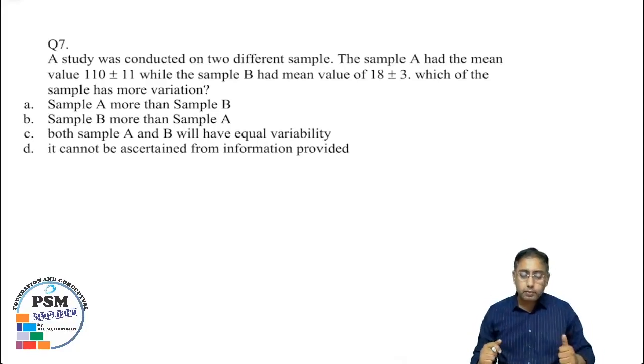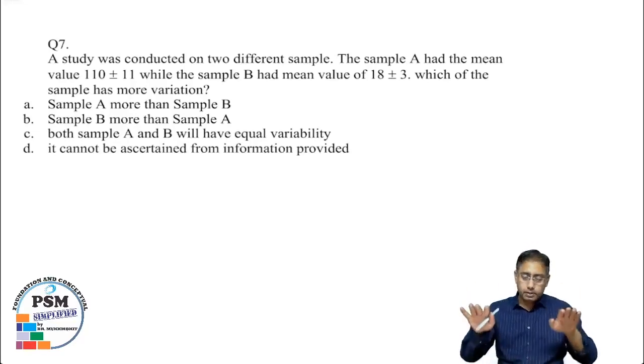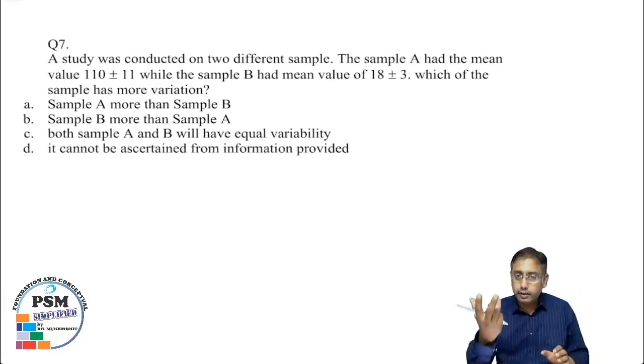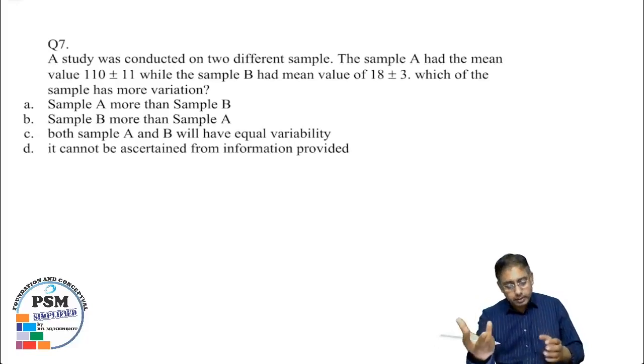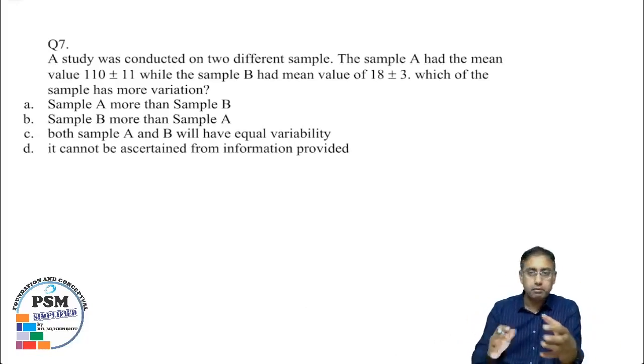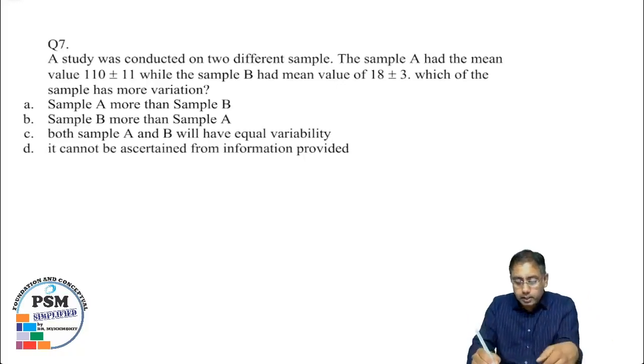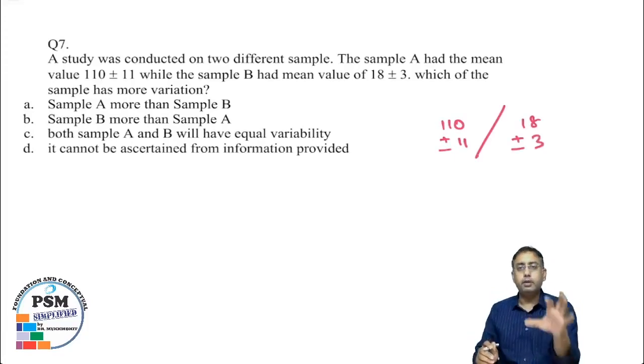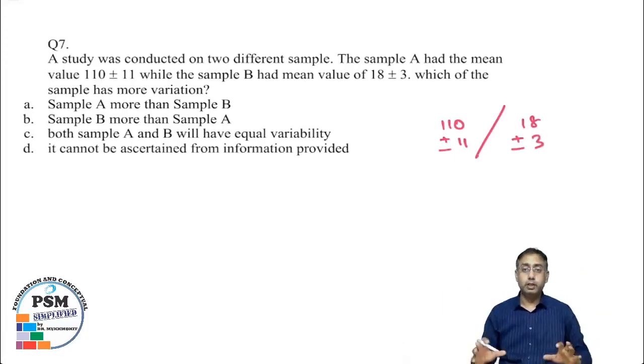Question 7. The study was conducted in 2 different samples. Sample A had a mean of 110 plus minus 11. Sample B had a mean of 18 plus minus 3. So wow, that's a big difference. So I see that it is 110 plus minus 11 and you want to compare 18 plus minus 3. You want to compare these 2 things. So which of the following has more variation?